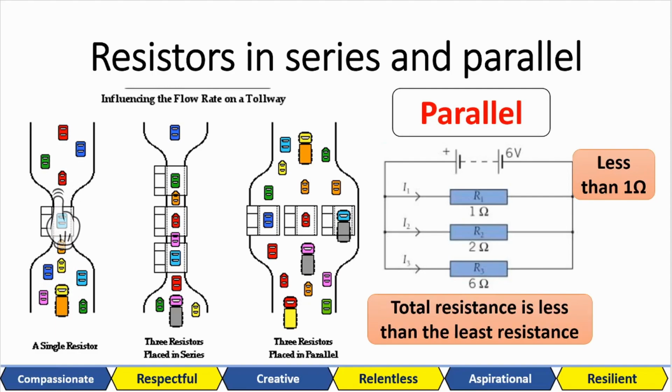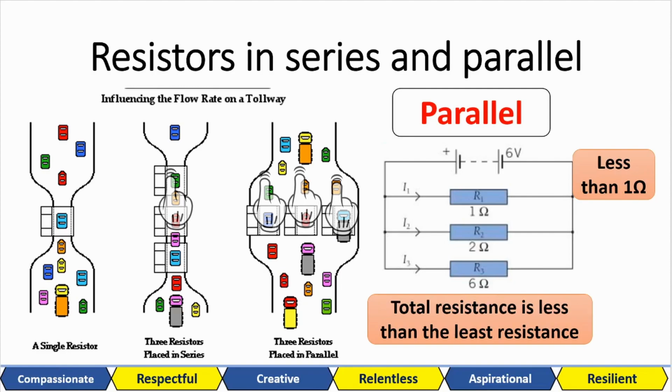And if you add toll booths on the same road, you would decrease the traffic even further, which is the same as increasing the resistance in the circuit. You're adding it all in one loop of wire. However, if the toll booths are on different lanes, the speed is not going to be slowed down as much as if there was just one lane.